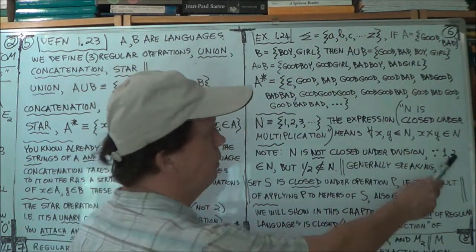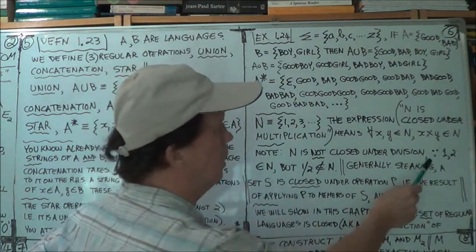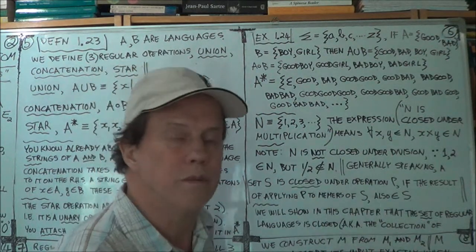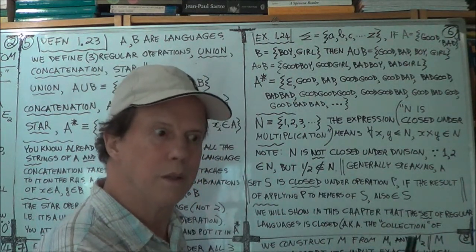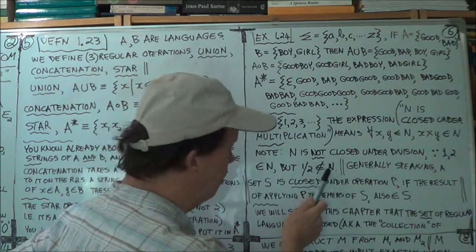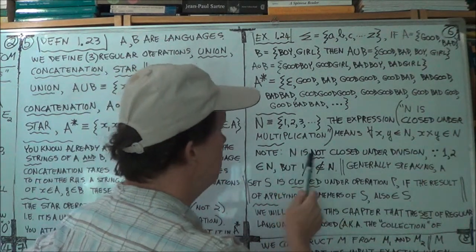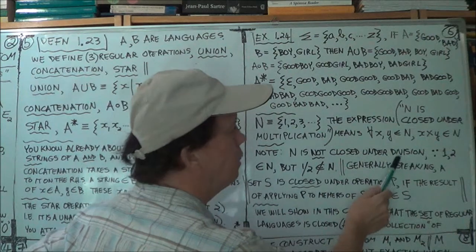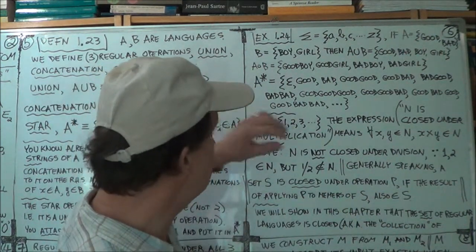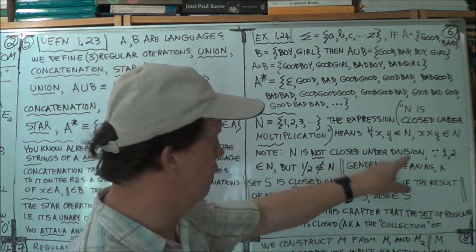So the result, when you divide two members of your set, two members of N, 1 and 2, is a result that is not a whole number. It's not a natural number. It does not belong to the set N. A half does not belong to N. Therefore, this set is not closed under division, under this operation. So it is closed under multiplication, and it's not closed under division.